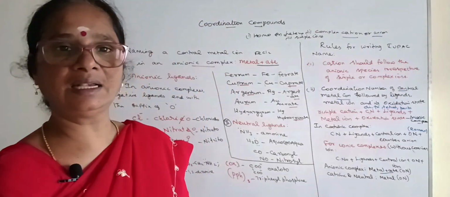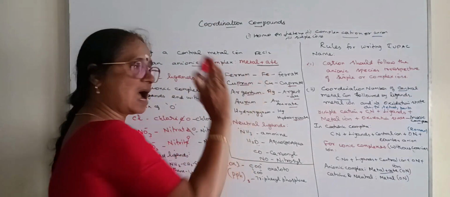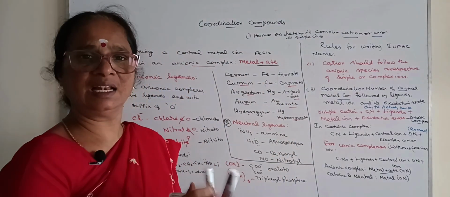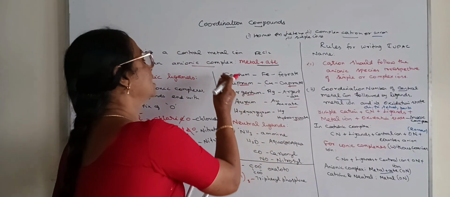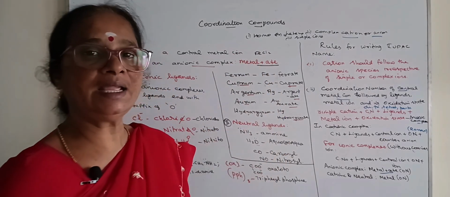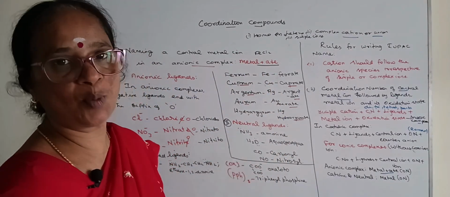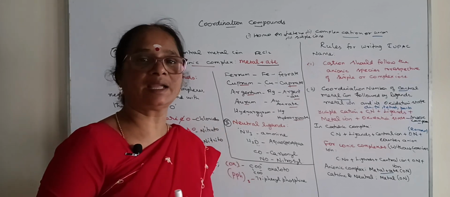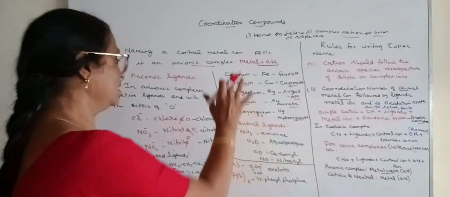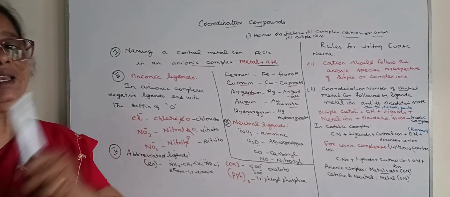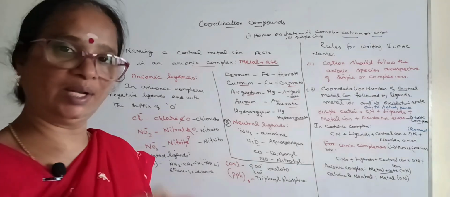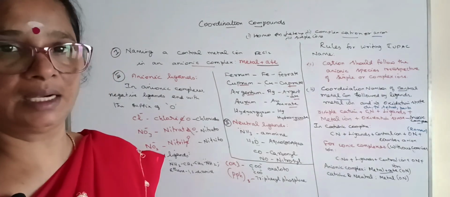But in the cation, you will write iron(II) only, copper only, silver only. So the name change will be observed for these metals only in the case of anionic complexes. Neutral and cationic complexes do not have such a procedure. Let us go to the ligands. Ligands also can be positive, negative, or neutral.